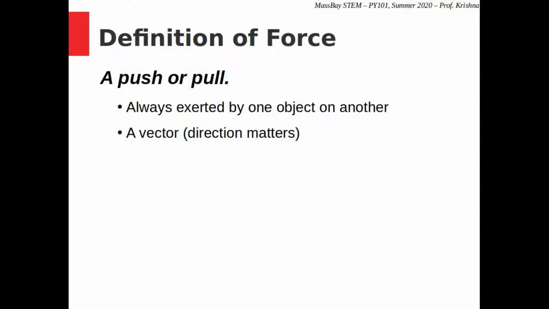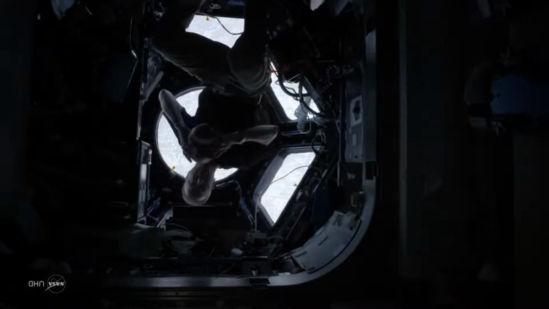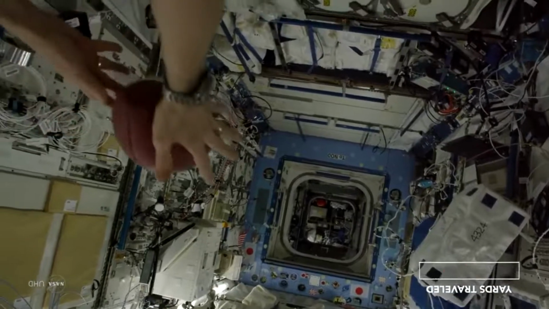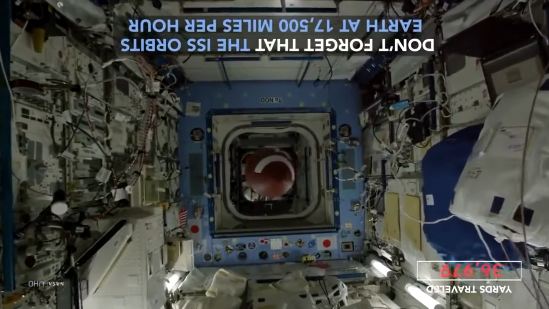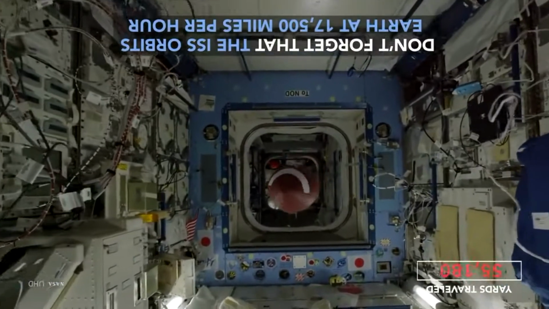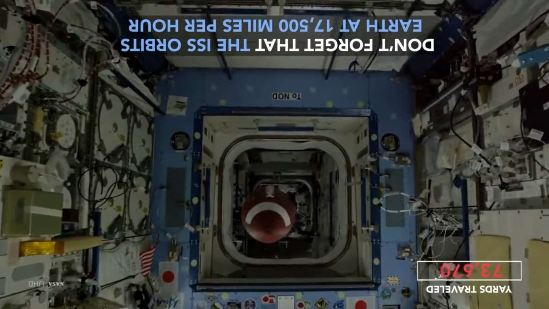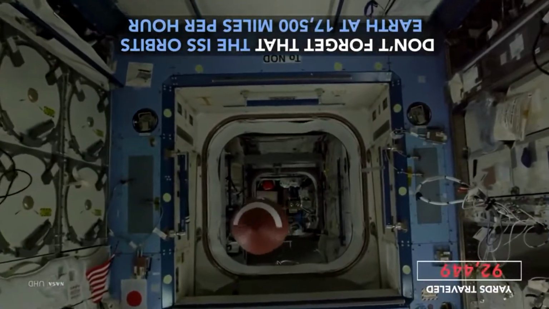Now, let's take a look at what a force does. The simplest way to envision forces is to visualize them in space. Here is an astronaut throwing a football that is initially at rest. We see the astronaut push it. We could say the astronaut is applying a force, and as the object is pushed, it picks up speed. It accelerates. But now notice something.